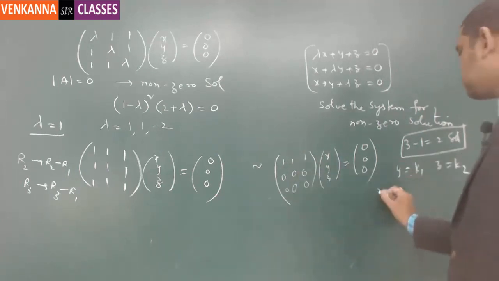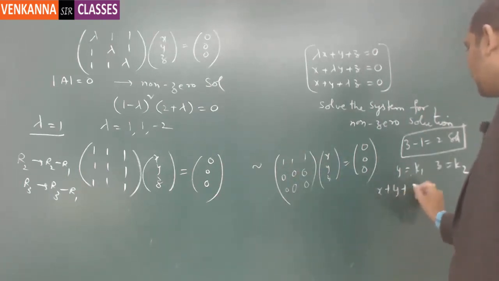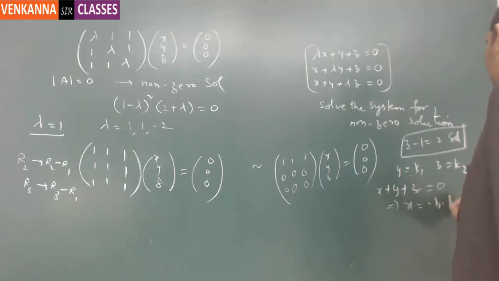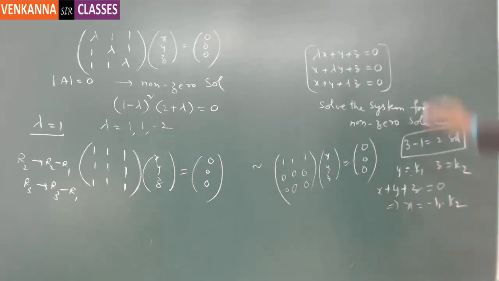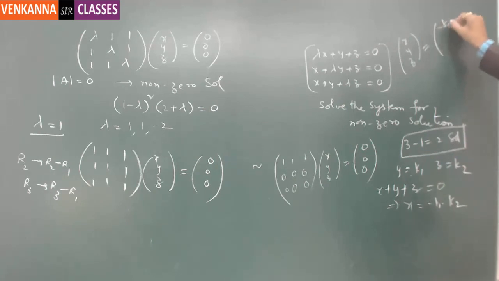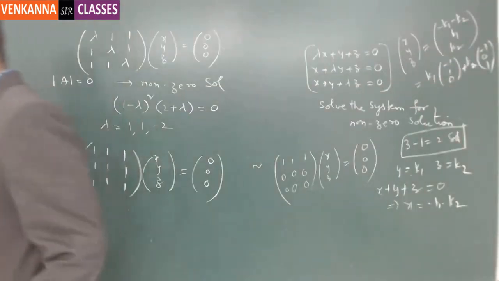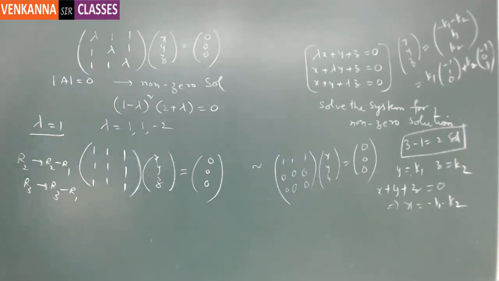From the first equation, you have x plus y plus z equal to 0. Substituting this, you will get x is equal to minus k1 minus k2. So the corresponding vector x, y, z is minus k1 minus k2, k1, k2, which gives k1 into minus 1, 1, 0 plus k2 into minus 1, 0, 1. That was the solution for the given system, which is a non-zero solution.